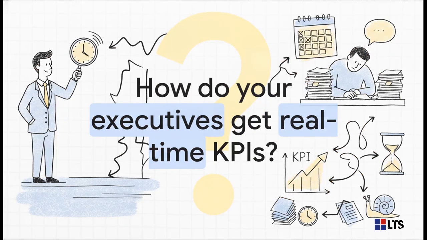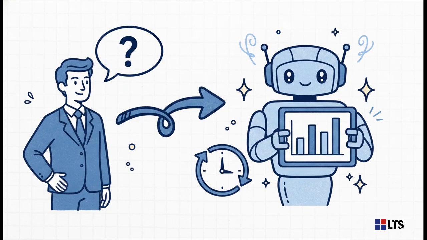Actually, try this in your next pitch. Just pause and ask them, hey, how do your executives currently get real-time KPIs? I guarantee you the answer is usually going to involve waiting days for some overwhelmed data team to pull a custom report. And boom, right there is where you drop our massive differentiator.